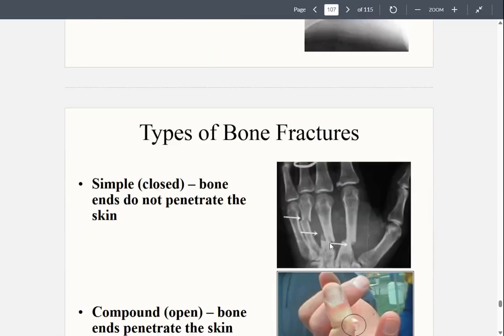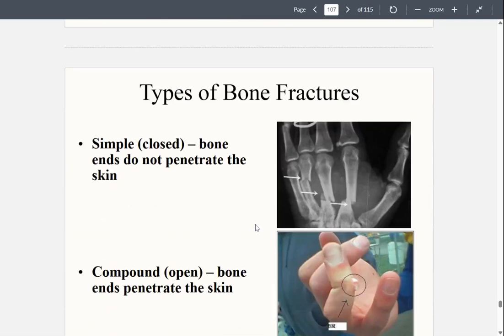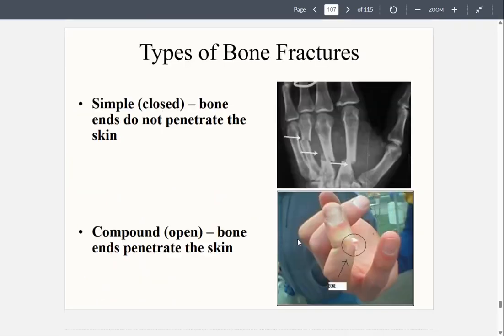Simple or closed fractures are going to be used to describe when the bones do not break through the skin. However, compound or open fractures is the term used for when the bone breaks through the skin, such as this picture here.